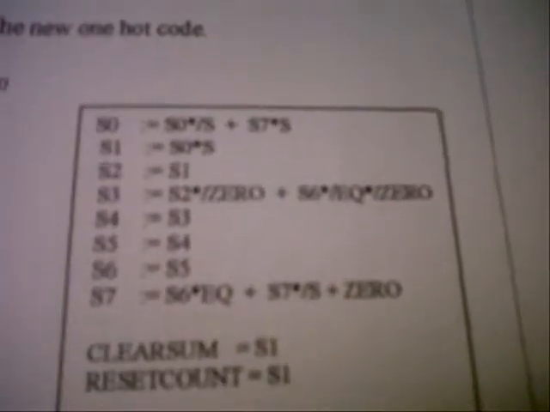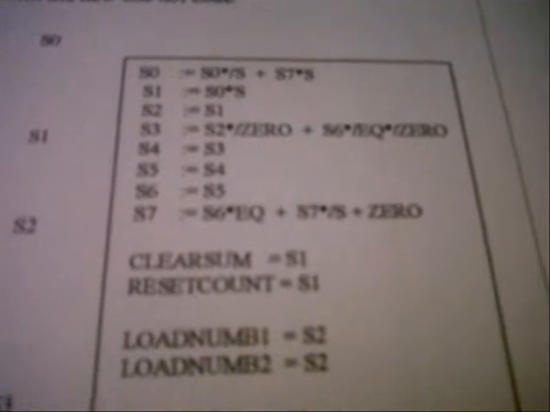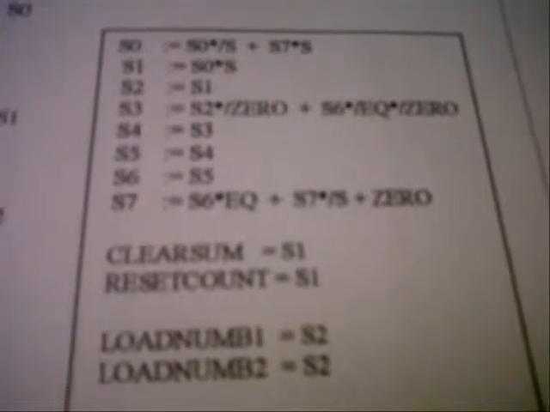State 0 is equal to S0 and not S, or state 7 and S. State 1 is equal to S0 and S. State 2 is equal to S1. State 3 is equal to S2 and not 0, or state 6 and not equals and not 0. State 4 is equal to state 3. State 5 is equal to state 4. State 6 is equal to state 5. State 7 is equal to state 6 and EQ, or state 7 and not S, or 0.